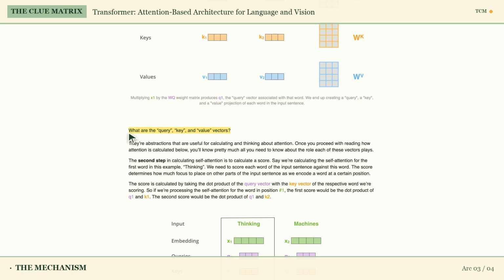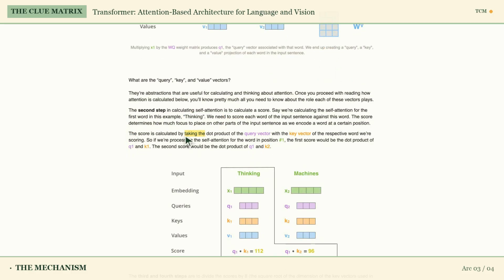The next step is to calculate a score for each word pair. It's the dot product of the query vector with the key vector of the respective word we're scoring. Dot product. So how similar are the query and key vectors? Precisely. A higher dot product means the query is more interested in that key's content. It's a measure of relevance.